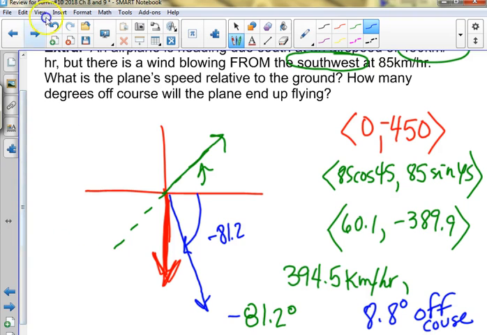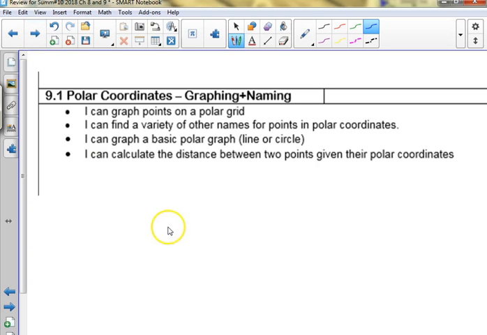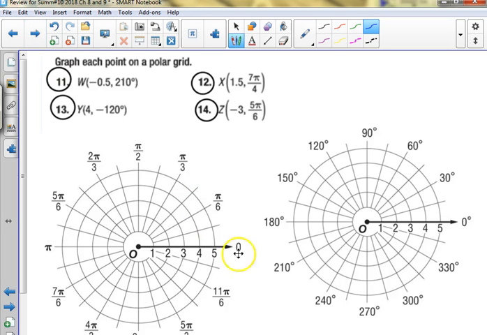All right, we got to get going. There's 2 more things we need to cover, okay? This polar graphing, okay, covers graphing points, distance between points, and giving other names, as well as basic line and circle graphs. I hope this one's pretty easy. So real quick, W is in degrees, so I go over to this graph paper, go around to 210, but then do what? Backwards half, so it'd kind of be in here. That's a weird one.